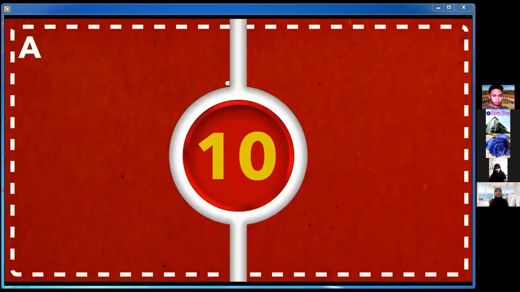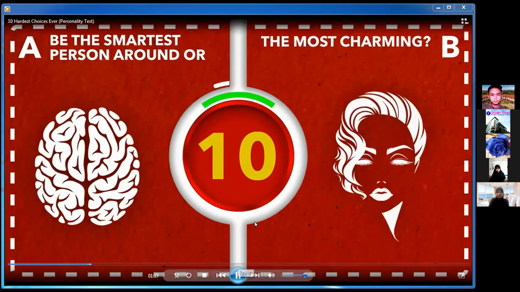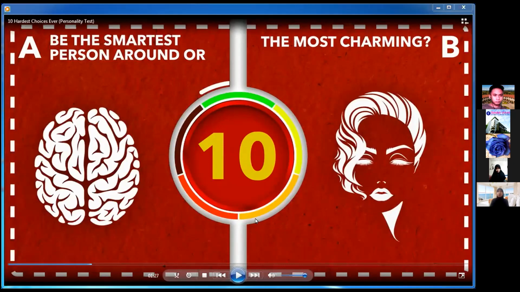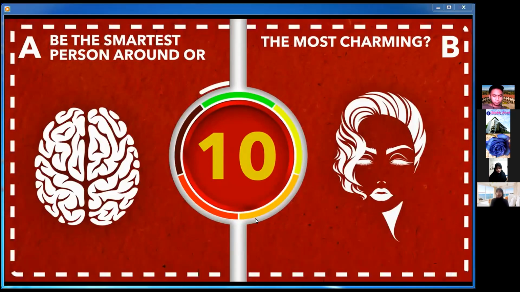Okay, so here, there will be simple questions. The first one would be: A, would you like to be the smartest person around, or B, becoming the most charming? Think about it first. Which one do you prefer? Are you the A person, the smartest person around, or would you like to become the most charming? Okay, all right. You have your answer.